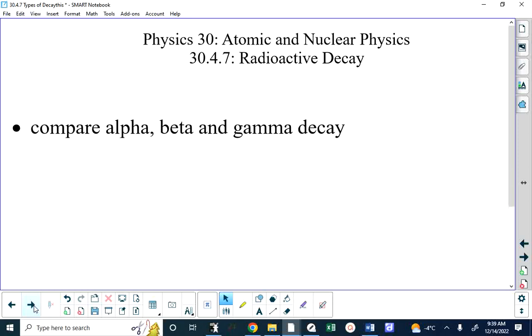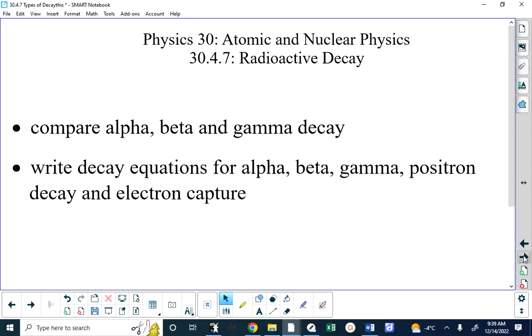But I hope today to get through a comparison of alpha, beta, and gamma decay and to write decay equations for at least alpha decay, possibly beta decay. But we are not going to get to gamma decay today. We're definitely not going to look at what's called positron decay and electron capture today. We might discuss gamma decay in a little bit of detail, but not a lot.